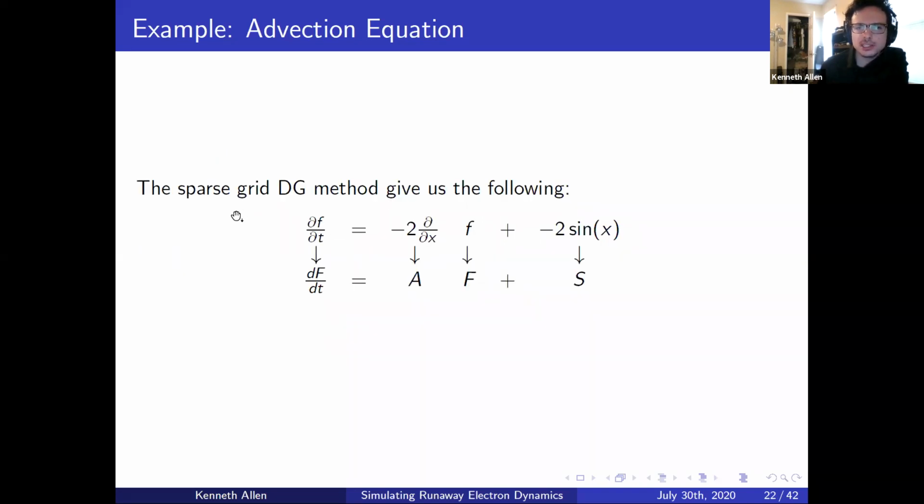So what we do is we use the sparse grid DG method in this example to discretize this operator -2 d/dx as a matrix A. We replace our function f with a vector, and we replace this -2 sine of x with s, which is what we call our source term. And then what we're left with is this ODE, after using the sparse grid DG method.